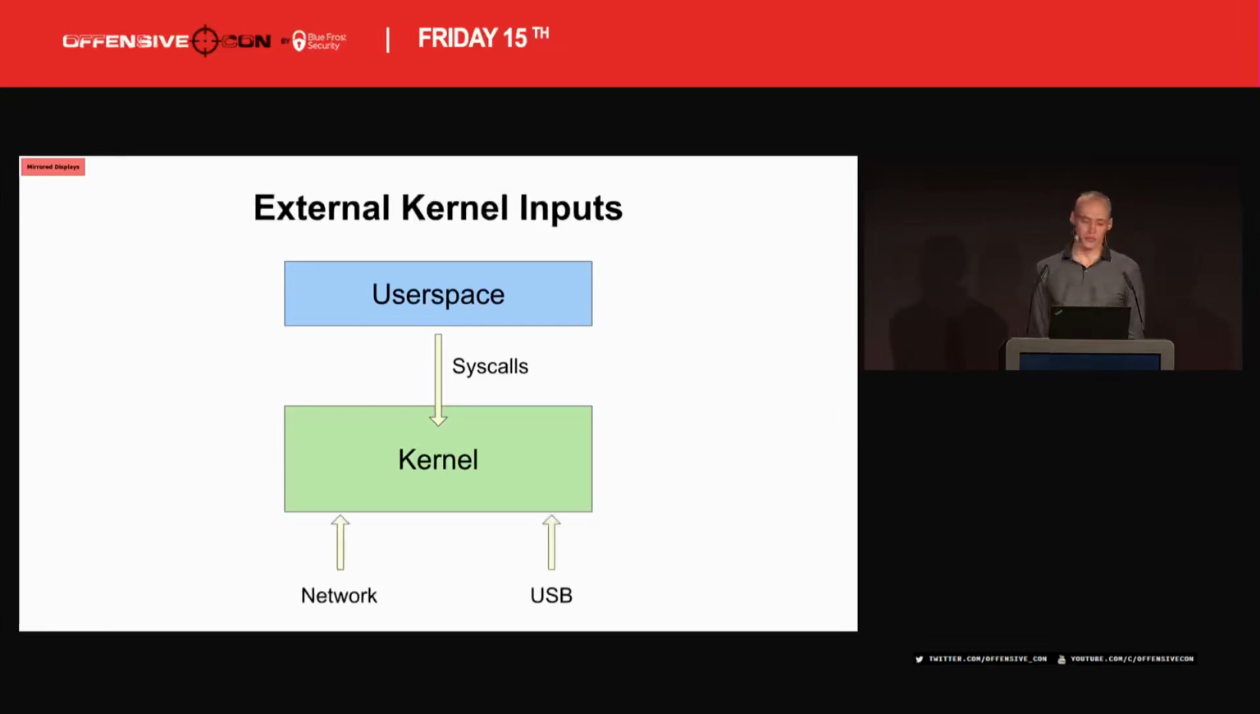But if you think about it, the kernel actually has a lot more different kinds of inputs. For example, you have network packets that come over your Ethernet port, and you have USB traffic, which, I mean, you plug in a USB device and the kernel should handle that.